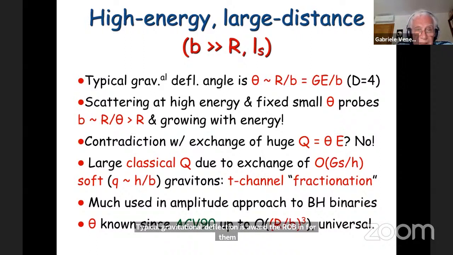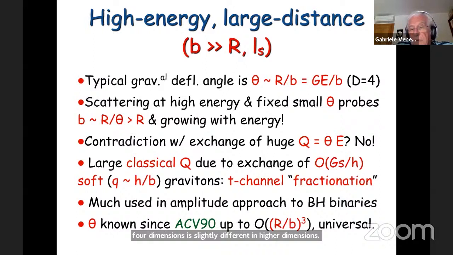And therefore, if you have scattering at high energy and fixed small angle, that probes impact parameters of order R over theta. And since theta is finite and small even, that is bigger than R and grows with energy. So in the presence of gravity, the higher the energy of the collision, the larger, at a fixed angle, is the distance you're probing. That looks a little bit in contradiction at first sight with the huge momentum transfer, which is of course theta times E, but the explanation of this apparent contradiction is that the large classical momentum transfer is due to the exchange of a very large number of soft quanta.